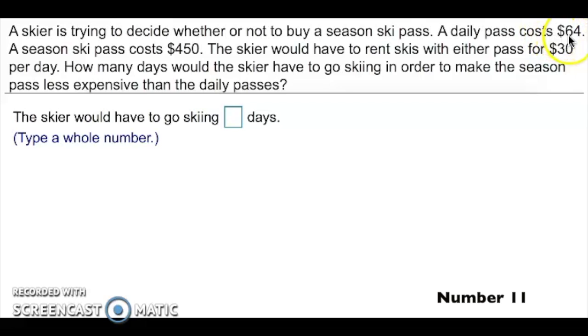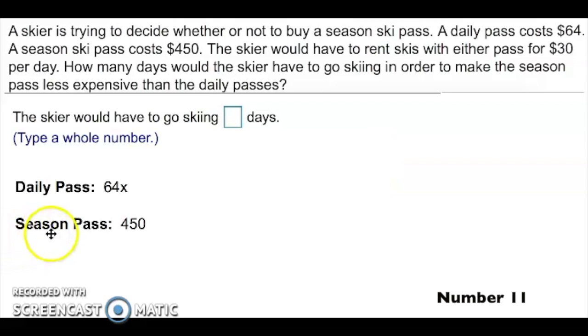A daily pass costs $64, and that's going to be per day. Okay, so 64x. A season pass is just $450. That doesn't depend on the number of days. Now, regardless of which pass you get, it says you're going to have to spend $30 per day to rent the skis. So we have to add 30x to both of them. Now, for the daily pass, since you both have an x, we can combine them, since they're like terms, and we'll get 94x. So now the expression for a daily pass is 94x.